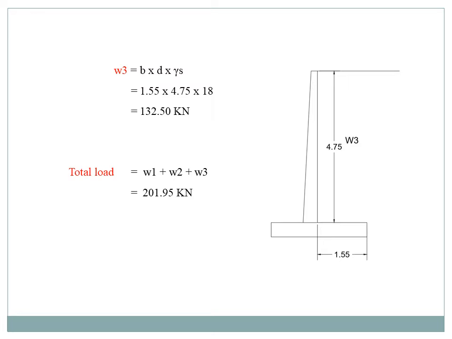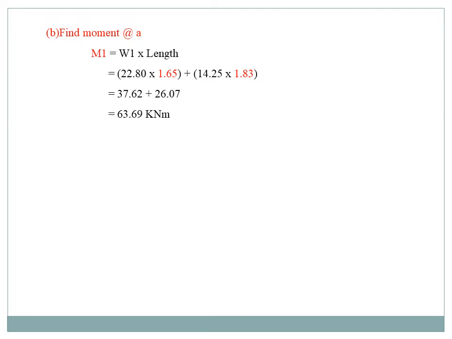Finally total load is equal to W1 plus W2 plus W3, 201.95 kilonewton. The next, bending moments at A. We already found W1, W2, W3. Now we go to find the moments M1, M2, M3. The moment value is simply, you know the simple formula, moment is equal to load into distance. We already found the load values. Now we are going to find the distance also. See, this is the figure A.